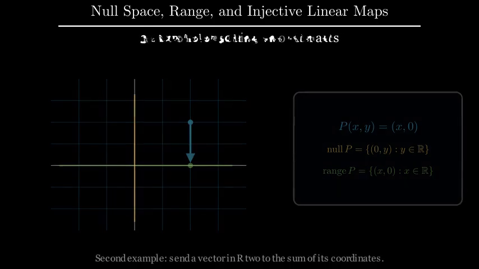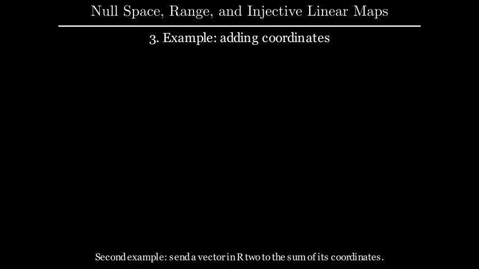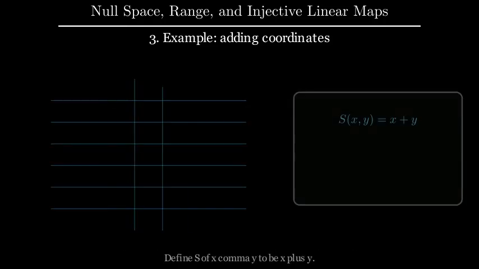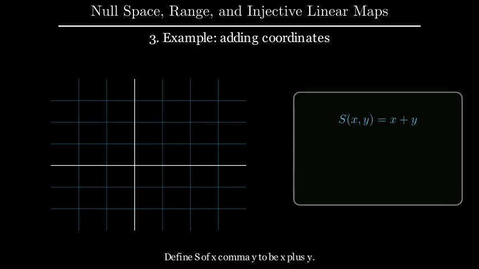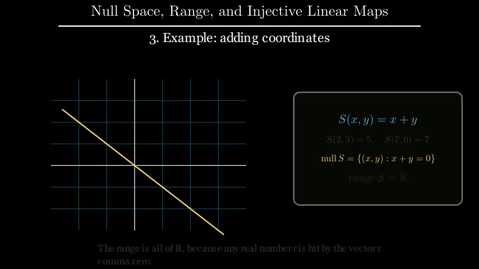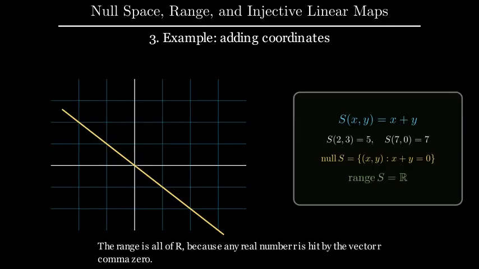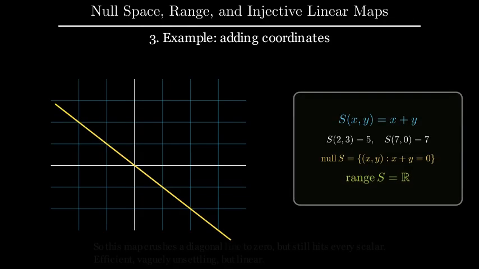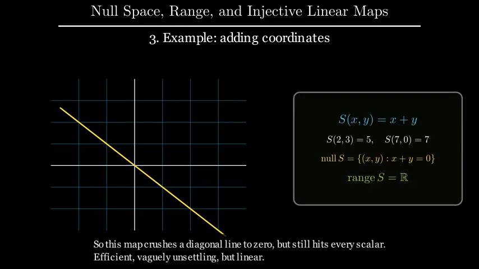Second example, send a vector in R2 to the sum of its coordinates. Define S of (x, y) to be x plus y. The null space is the line x plus y equals 0. The range is all of R because any real number r is hit by the vector (r, 0). So this map crushes a diagonal line to 0, but still hits every scalar. Efficient, vaguely unsettling, but linear.